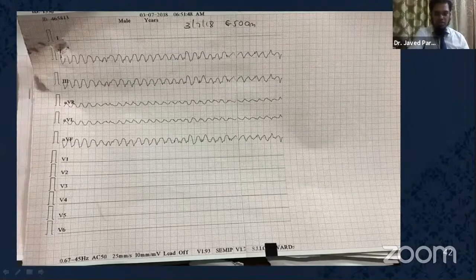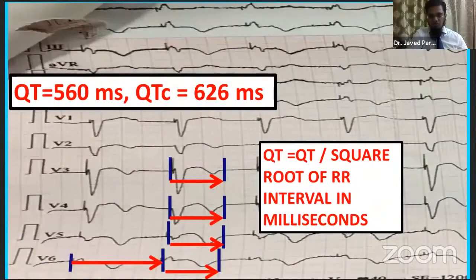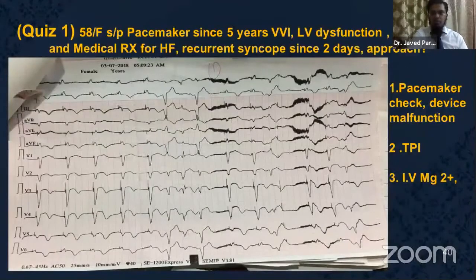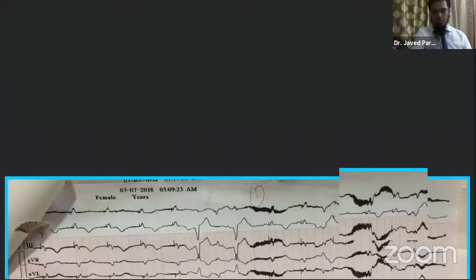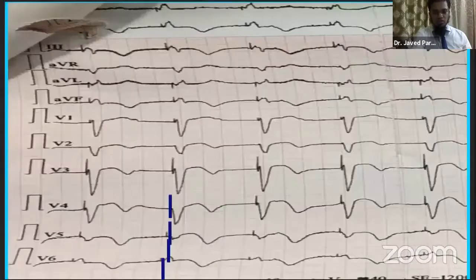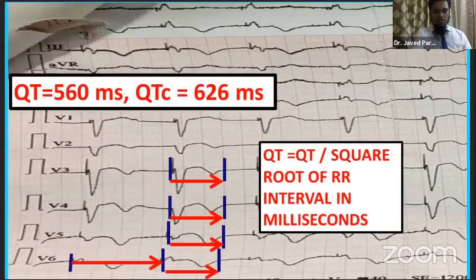So in any such patient, if you see a prolonged QT interval and a history of syncope, the first thing you should do is administer magnesium. Don't do anything other than that. First give IV magnesium 1 gram stat, then maybe check for electrolytes. Then if you are worried about the pacemaker, you can go for a pacemaker checkup as well. But if you find a prolonged QT interval and history of syncope, remember this rule of thumb: administer magnesium at once. That is the only thing that can save the patient's life at that time. So this is just to highlight that. We'll move on to the next case.